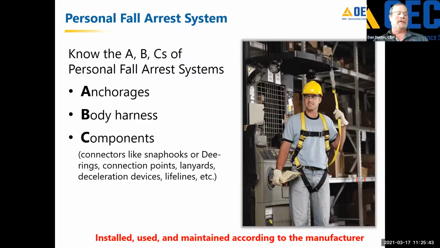There are a number of different types of components out there: snap hooks or D-rings, the connection points, carabiners, lanyards, deceleration devices that are available, lifelines, self-retracting lifelines. The big thing with these is they have to be installed, used, and maintained according to manufacturer.